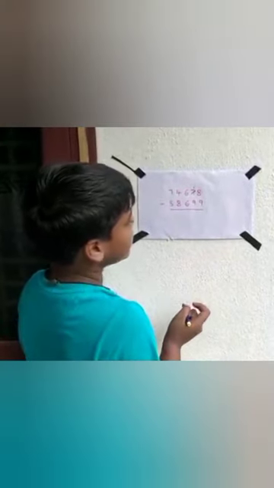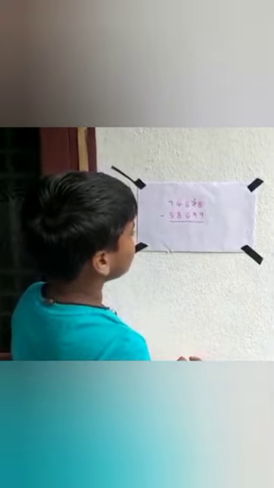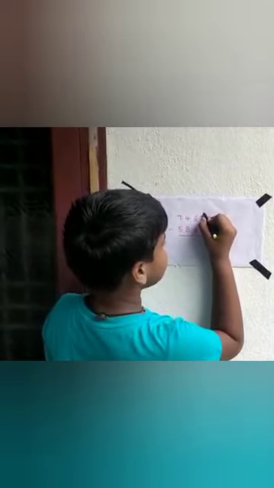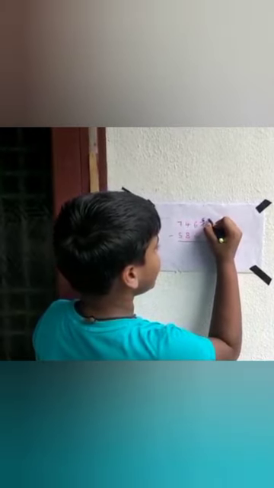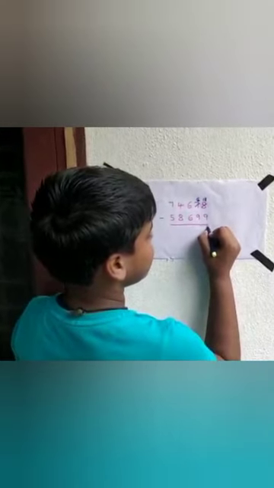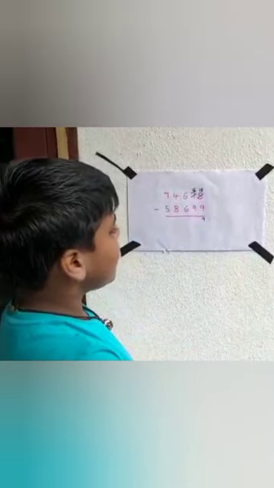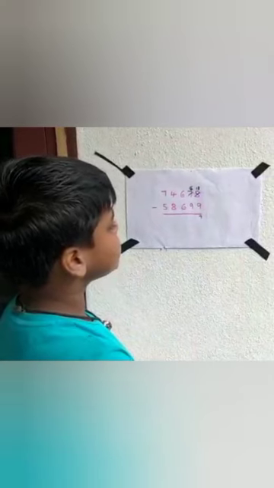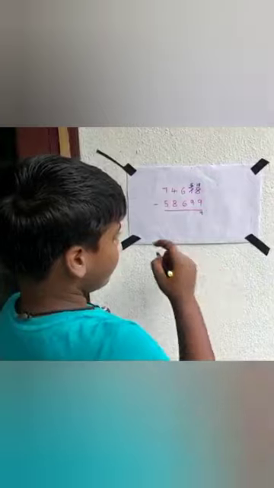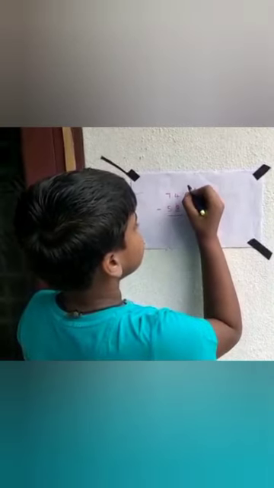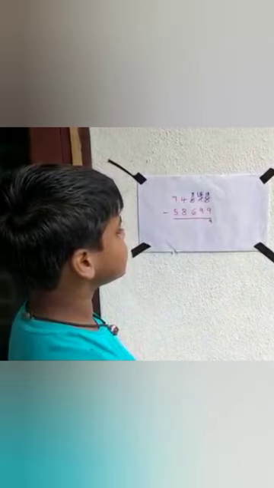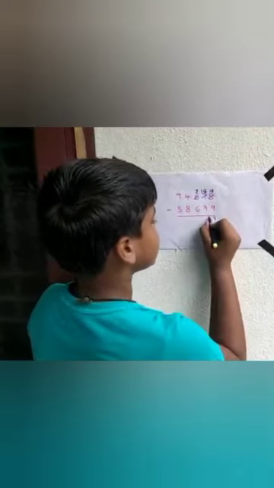Today I will solve the subtraction. That is 74,678 minus 58,699. We cannot subtract 8 minus 9, so we should borrow 1 from 7. 7 will become 6 and 8 will become 18. 18 minus 9 is 9. Next, we cannot subtract 6 minus 9, so we borrow 1 from 6. 6 will become 5 and 6 will become 16. 16 minus 9 is 7.